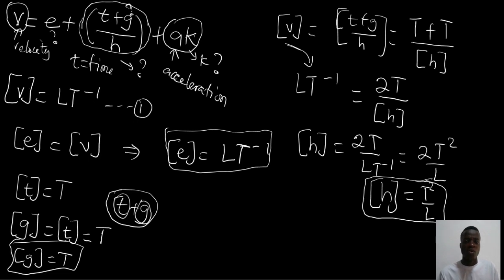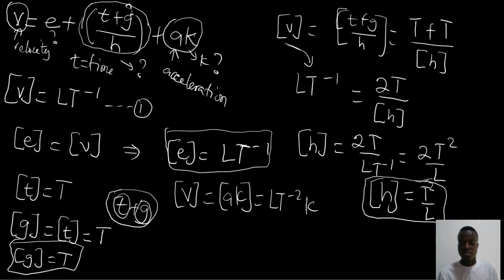Now, we are looking for a. And now for V, we are going to compare V to the last term, which is ak, and we know the dimension of a. So let me compare. The dimension of a is acceleration. That's what they said. So it's going to be like LT to the power negative 2 times k, because we don't know that of k.